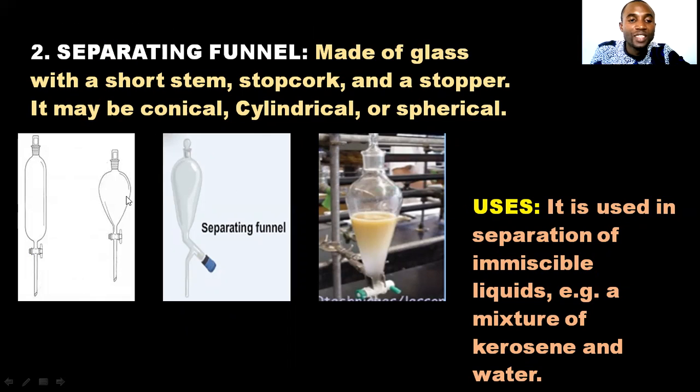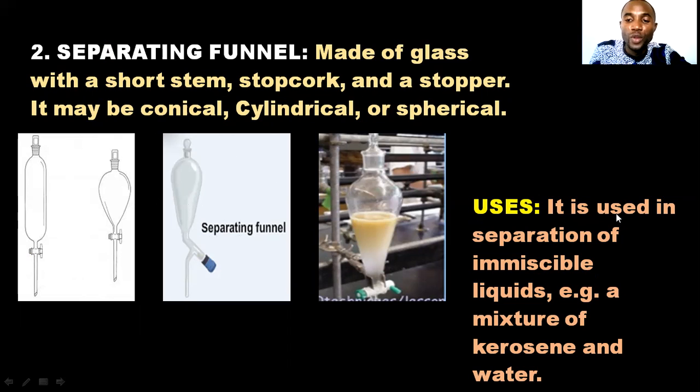It looks like this. Look at it. It's made up of glass, with a short stem. You can see that the stem is not much, and it has a stopcock and a stopper. The shape, the way it is, is what we call a separating funnel. This one has content, while the others don't, but they are all separating funnels.